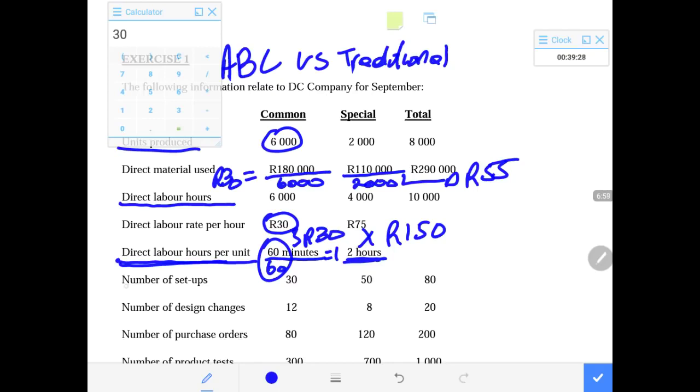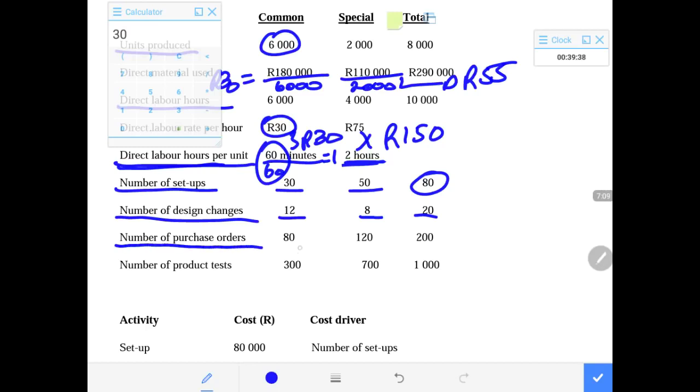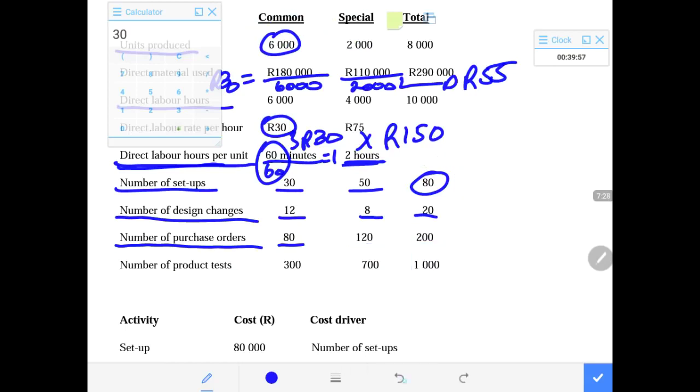Then we are given the number of setups, 30, 50, total is 80. Number of design changes, this is 12, 8, and 20. And number of purchase orders, 80, 120, and total 200. And the number of product tests being 300 and 700, and the total is 1000. So now these are the total columns. Remember, we only have 2 products, then the total of the 2 goes to the total column.